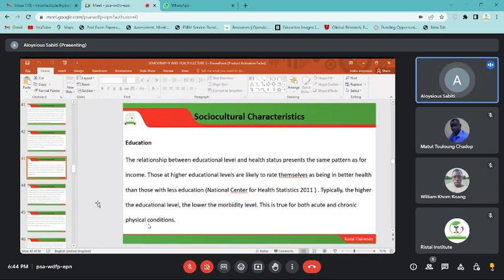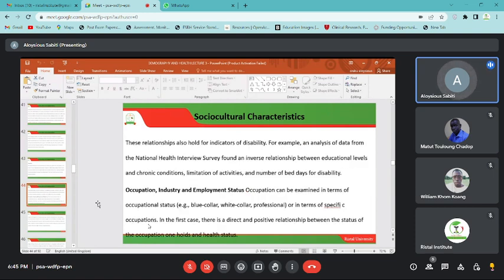But if you see the trend, the majority who could develop acute or chronic conditions could be those who have low education level. But it is not the whole truth. It varies according to population. However, it is a very key indicator that you could just look at and could provide you with a good analysis of your society. So these relationships also hold for indicators of disability.